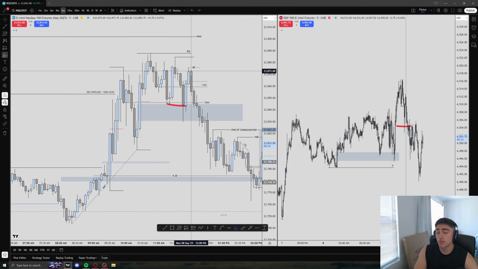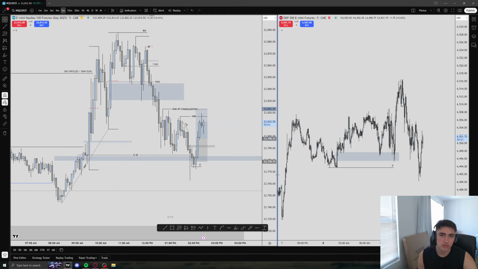12 a.m. is opening low, 12 p.m. is opening into the 5-minute IFVG. I want to see price higher. It is what it is, not that big of a deal. It's just an eval. It's not that serious, right?